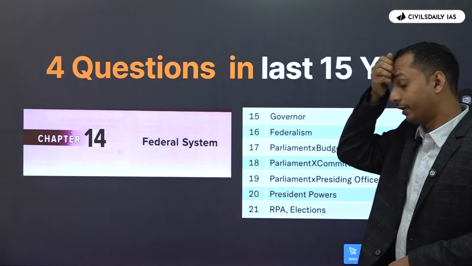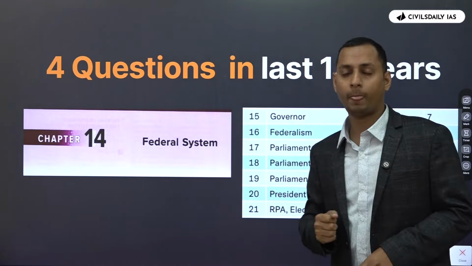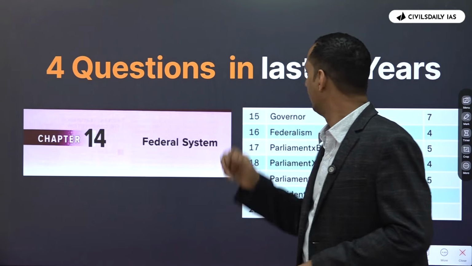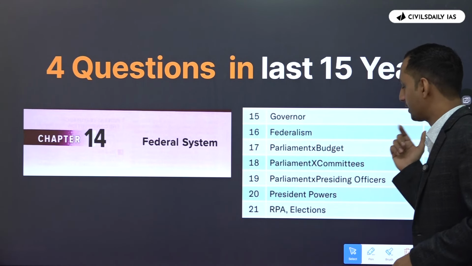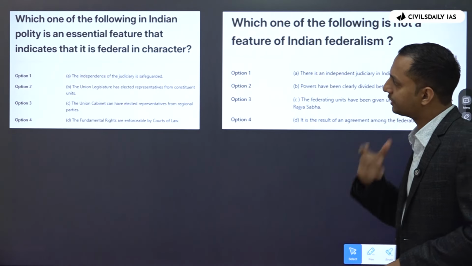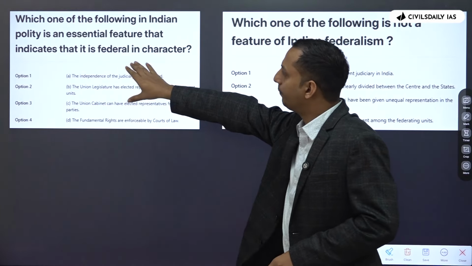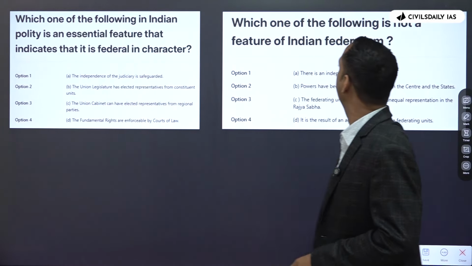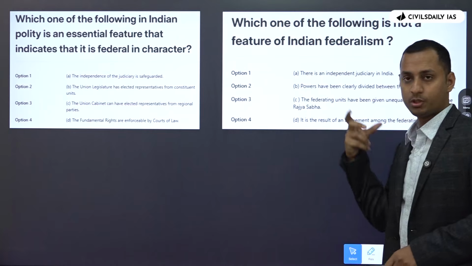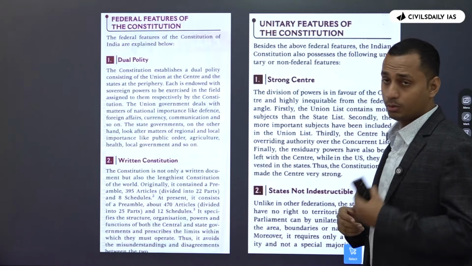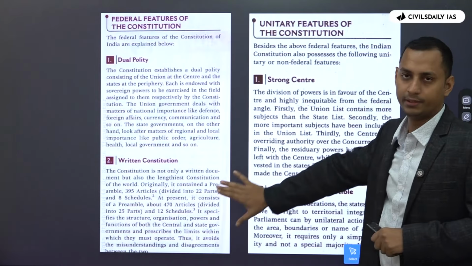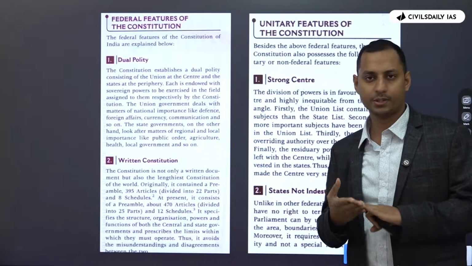Now, moving on to federalism or the federal system, 4 questions have come in the last 15 years. You can see here, 4 questions have come from federalism. And the questions were, which among the following in Indian polity is an essential feature of federalism? Which one of the following is not a feature of federalism? 2 more questions are there. You need to read this. Okay. 4 questions have come.